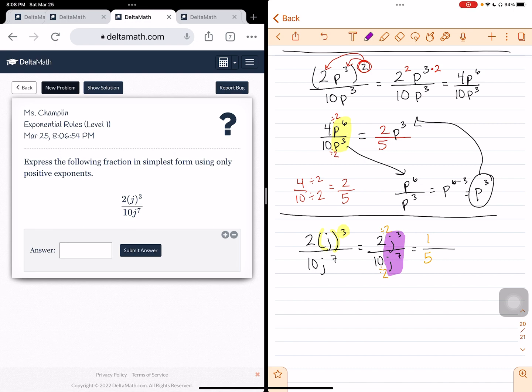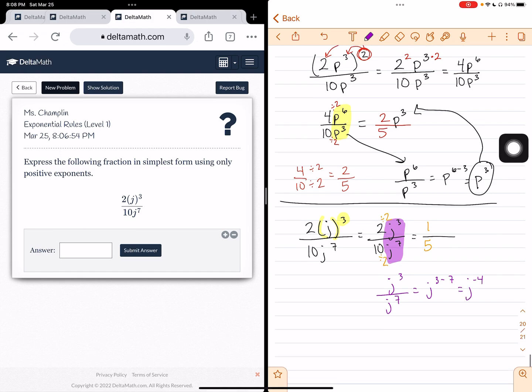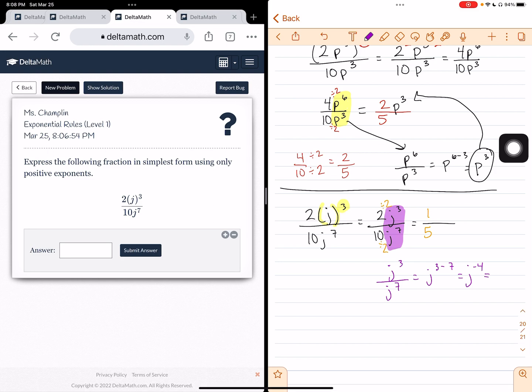So if I were to write this off to the side, it'd be j to the 3rd over j to the 7th. If you subtract the top minus the bottom, we're going to get j to the negative 4th, which with positive exponents, we would flip it. It'd be 1 over j to the positive 4th power, just like that.